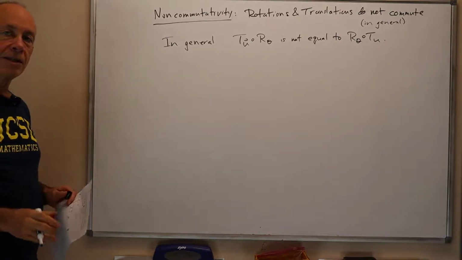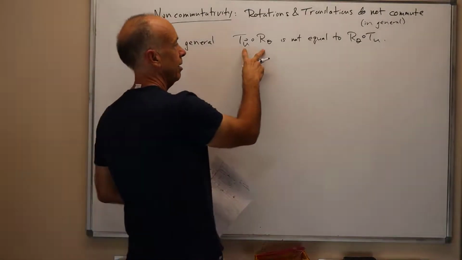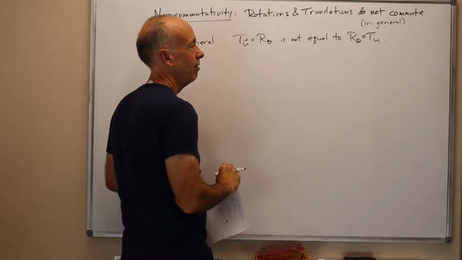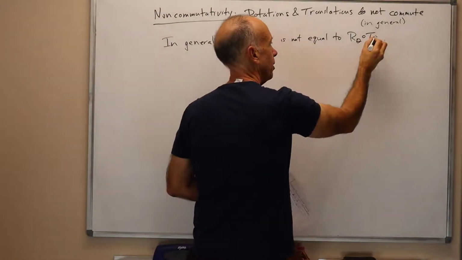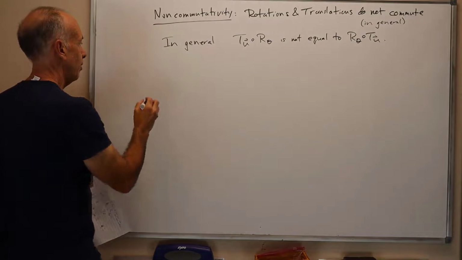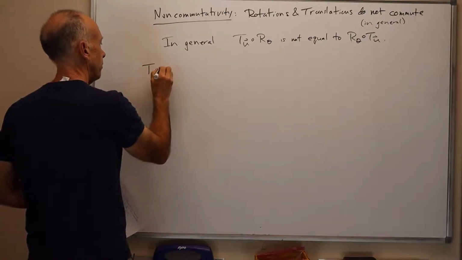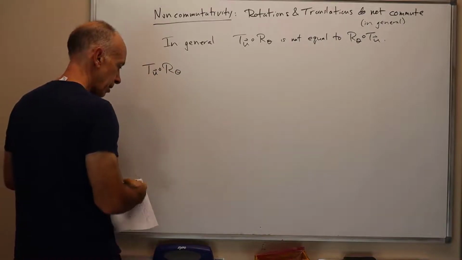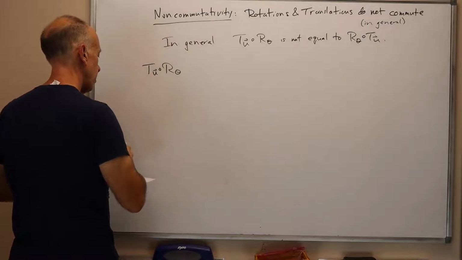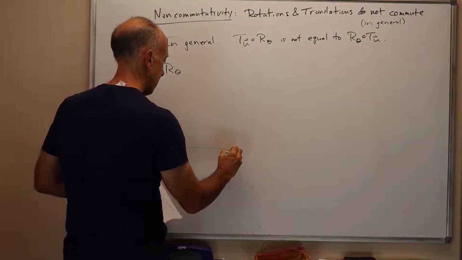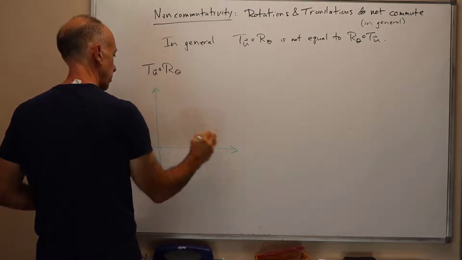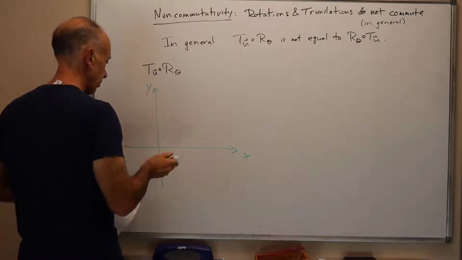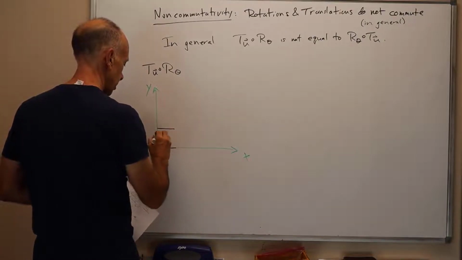So just as an example of this, let's try applying a generic T_u composed with R theta to the F shape, and then the same thing, R theta composed with T_u, to the F shape. So let's start off with T_u composed with R theta. And so here's our standard F shape. So I should draw some axes. Okay, and so our standard F shape sits here.